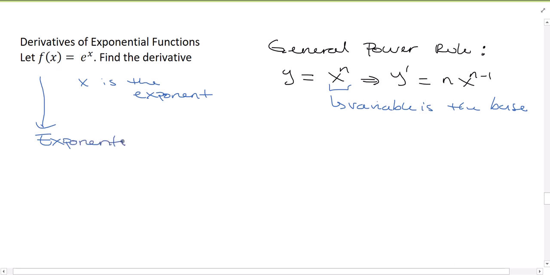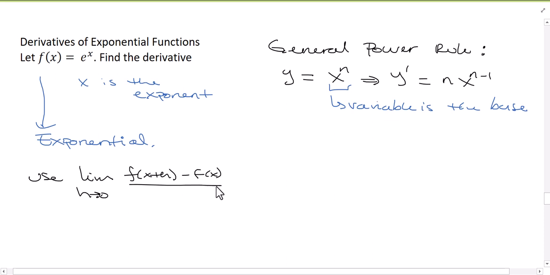So how do we find the derivative? Well, when we don't know what the derivative of something is, we're going to resort to the definition. So we're going to use the definition of the derivative: the limit as h goes to 0 of f of x plus h minus f of x all over h for f prime of x.